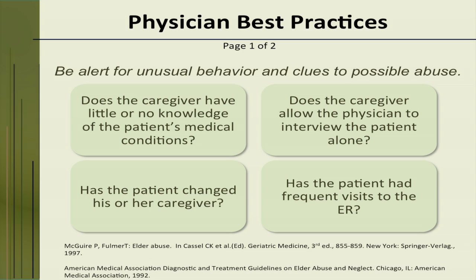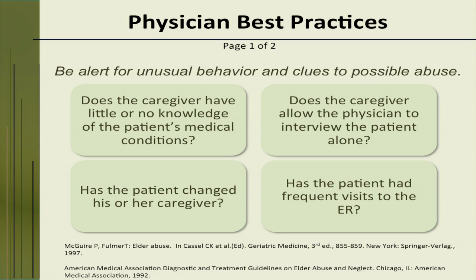And so if they do not know this information, it's likely that this person may not actually be there to provide them with care, and instead they're there to really take advantage of the older adult. And then, does the caregiver allow the physician to interview the patient alone? This is a big factor, because a lot of times caregivers will not want to be out of the presence of the older adult when they're being questioned, because it may allow that older adult to then speak freely about the caregiver and the abuse that's going on.